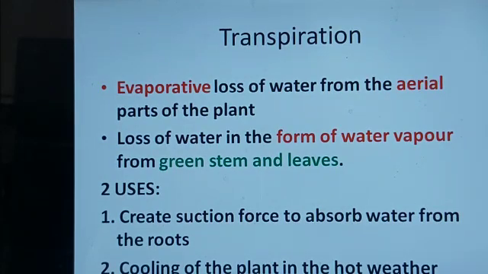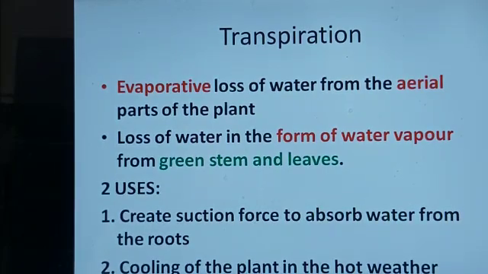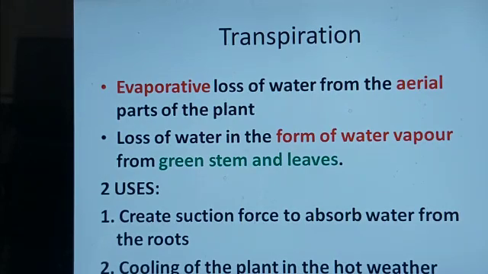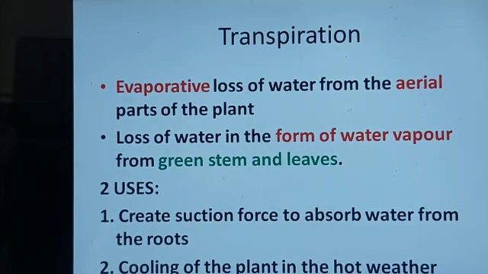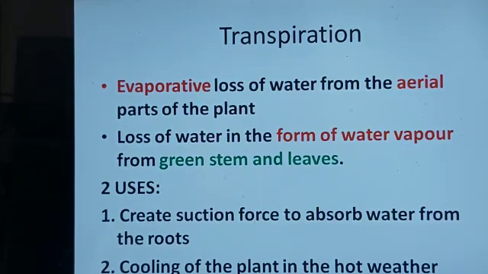Otherwise you can also write this in this particular way: loss of water in the form of water vapor from green stem and leaves. Remember children, aerial parts of the plant are the parts which are above the ground. So in the roots there is no transpiration. Transpiration takes place only on the parts of the plant above the ground level. So green stem, leaves, even the barks of the tree transpire because they have lenticels. So you have to write the definition in this manner with the keywords.